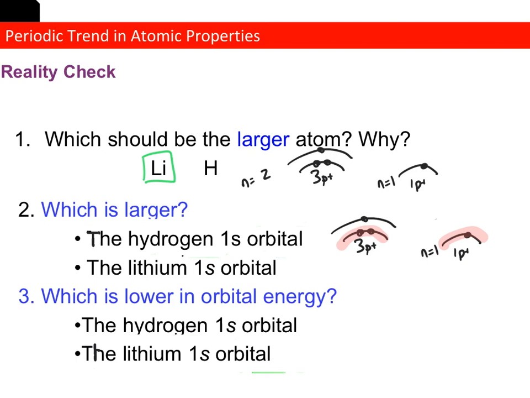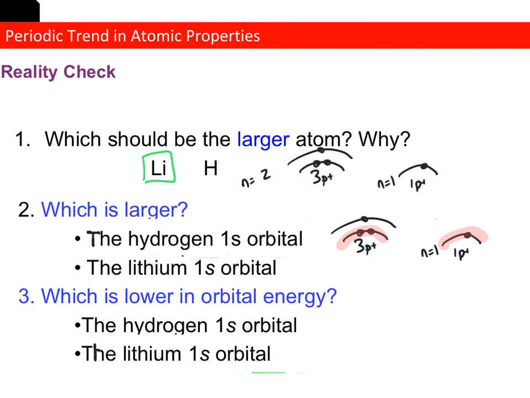You can compare the sizes of the orbitals just like you can compare the sizes of the elements or the sizes of the ions. And why is hydrogen larger? Because it experiences a lower effective nuclear charge. Now remember, there's no quantitative value with effective nuclear charge. You just say it's more or less than what you're comparing it to. Because lithium has more protons pulling on more electrons, it has a smaller orbital radius, whereas hydrogen has a larger orbital radius.